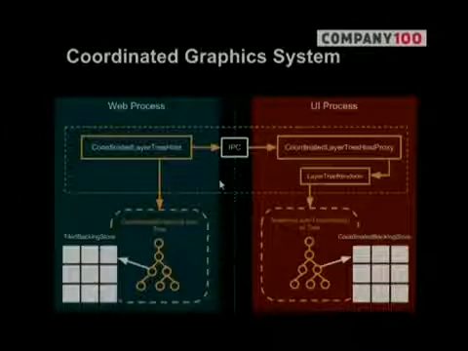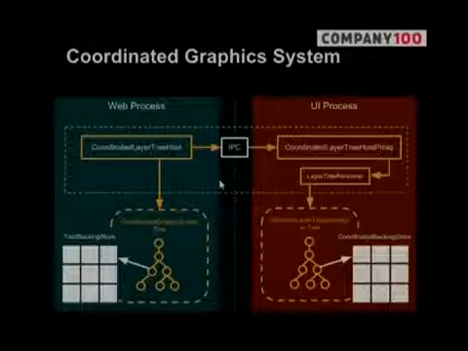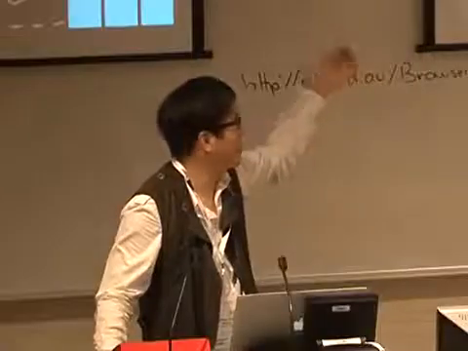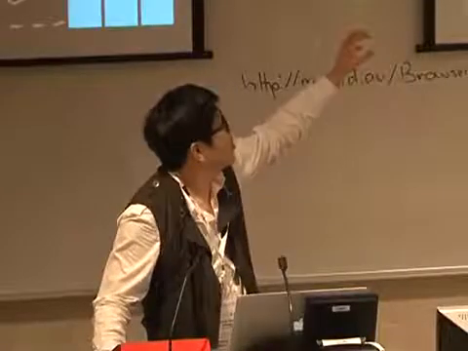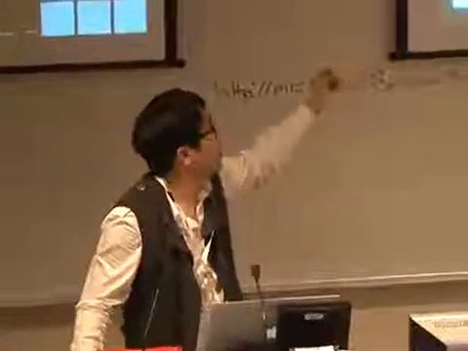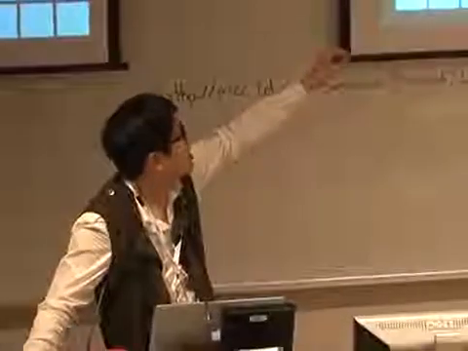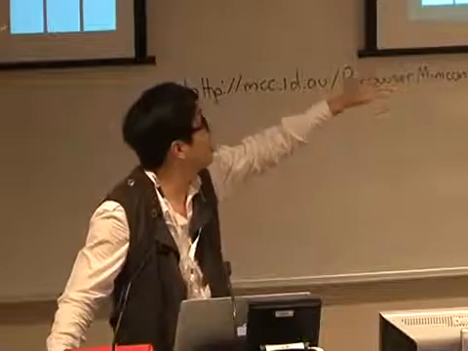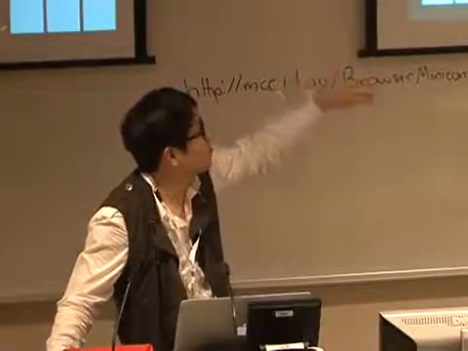Coordinated graphics is only used in WebKit2. So the web process is where the actual WebCore runs, and it produces the graphics layer tree by parsing the HTML pages, and then it passes the information about the graphics layer tree, and the UI process creates almost the same graphics layers from the given information.